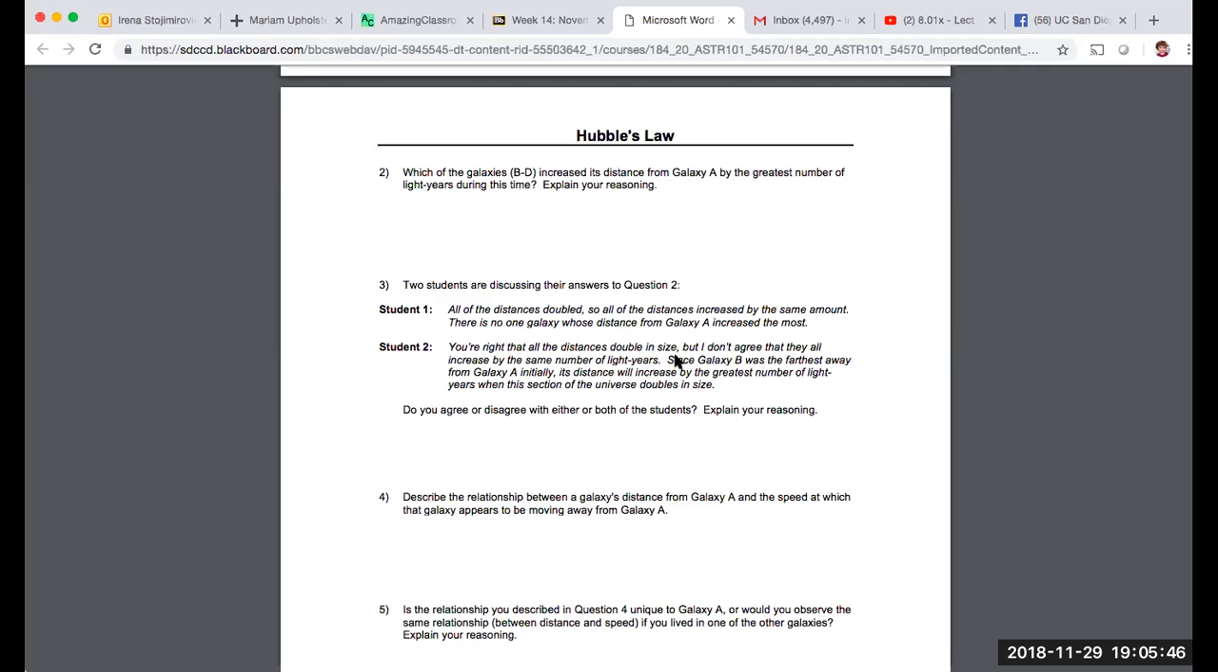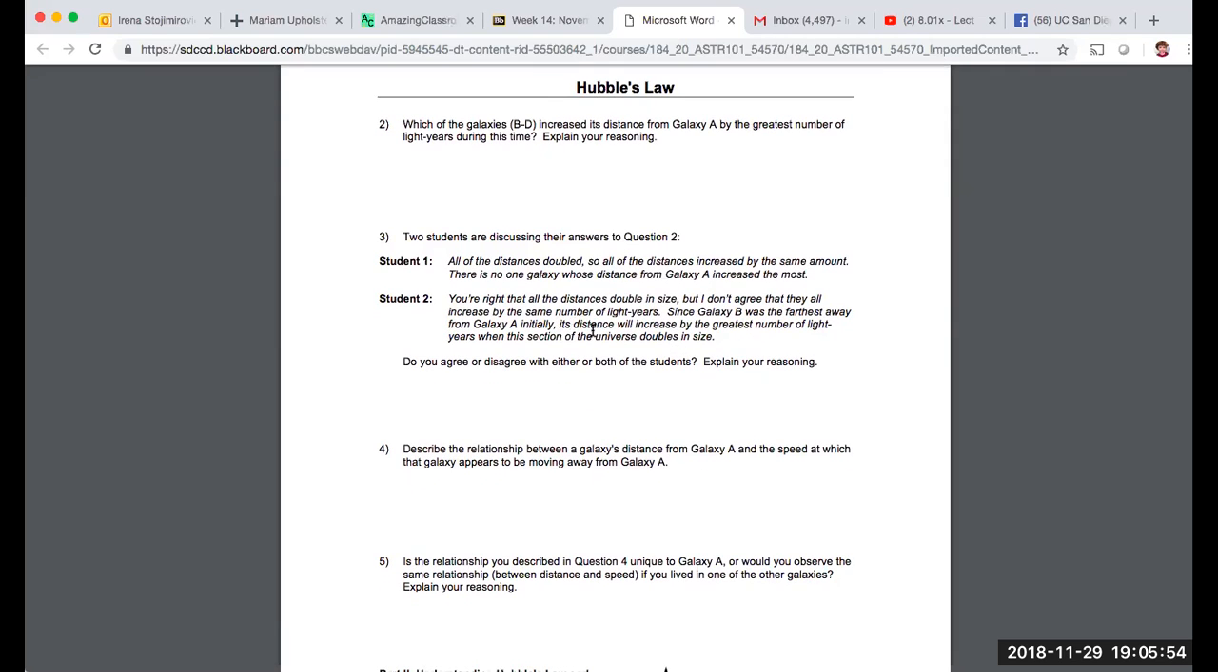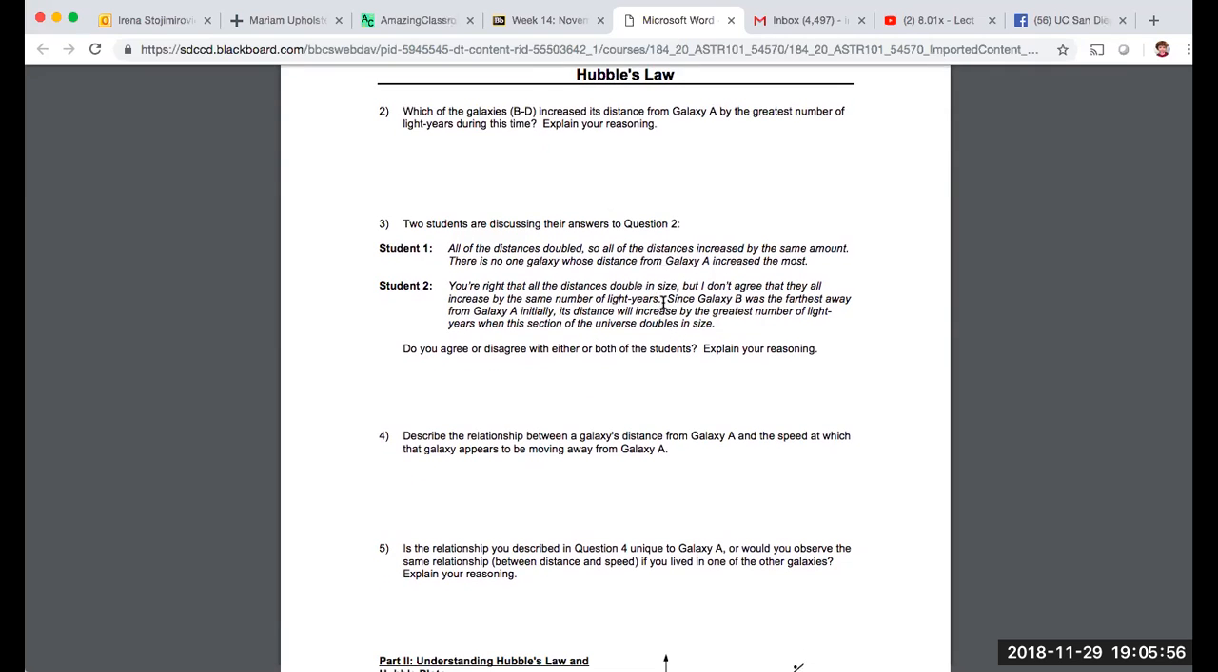Student 2 is going to be correct. Yes, student 1 does not know math, right? So student 2 is correct. Okay, very good. So it says since galaxy B was the farthest away from galaxy A initially, its distance will increase by the greatest number of light years. So that's what you concluded as well. Okay, very good. How about number 4?